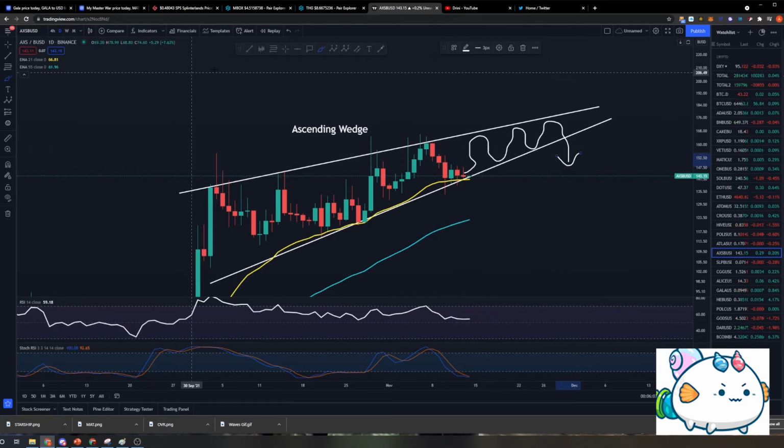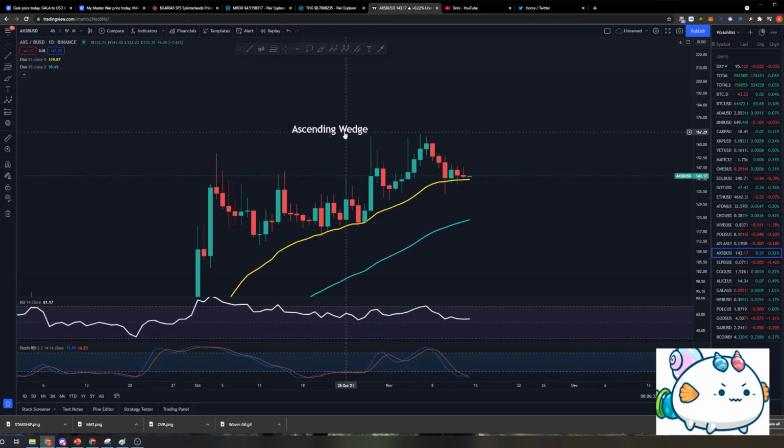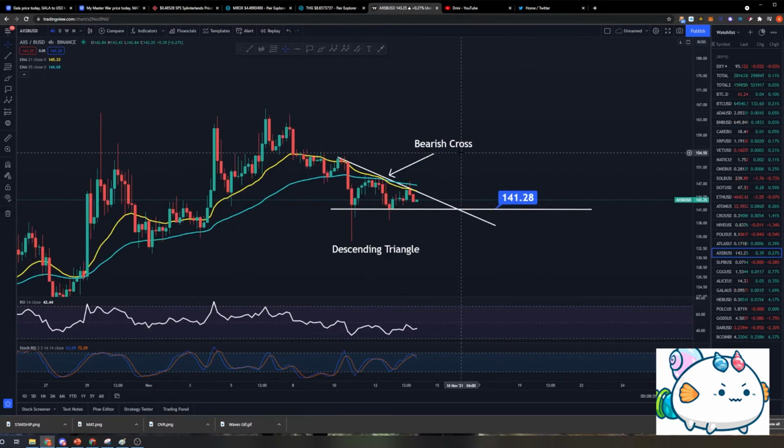Otherwise, for ascending wedges, the way you invalidate this pattern is if you break out of this upper trend line, backtest it as support before continuation to the upside. Personally though, I think AXS will still go a little bit lower, at least over the shorter time frame. So over a 4-hour time frame, we have already formed a bearish cross. So a bearish cross is when the 21 EMA has crossed over the 55 EMA and it's currently under, which signifies a downtrend. So from a price action perspective, we have also been hanging around below the EMAs.